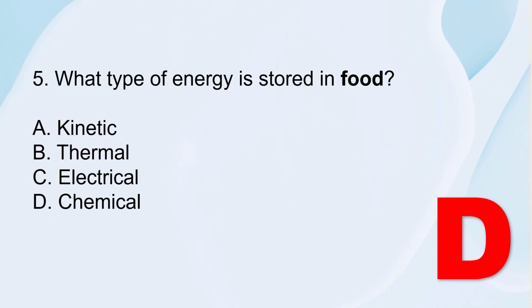Food contains stored chemical energy released through digestion. So that's what makes it chemical energy. Kinetic is energy of motion, thermal is heat energy, and electrical is energy from electrons. So the type of energy stored in food is chemical energy.